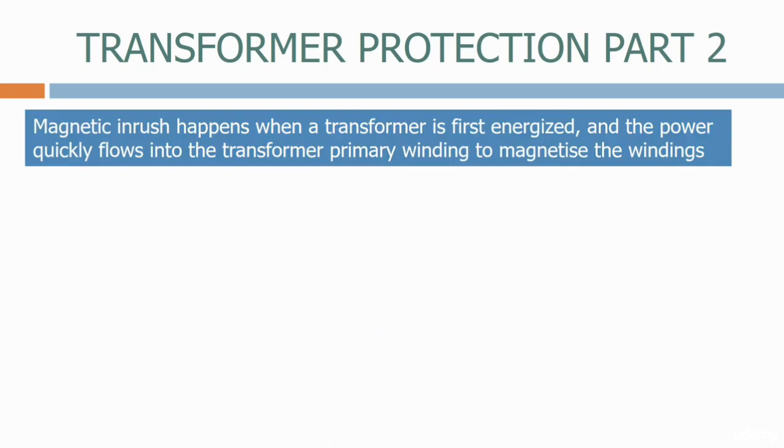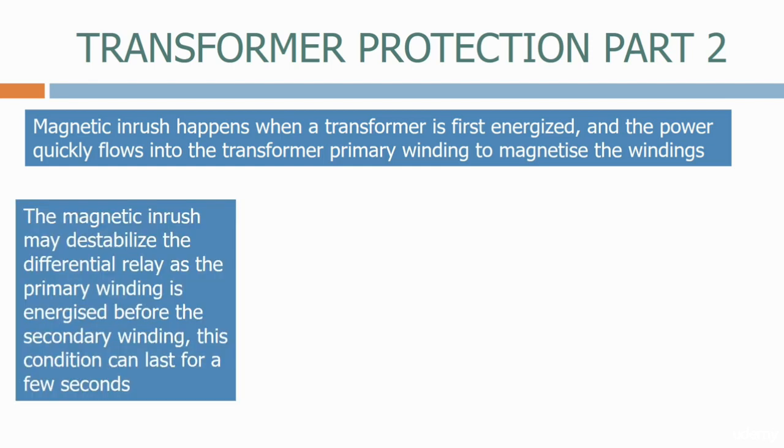Magnetic inrush happens when a transformer is first energized, and the power quickly flows into the transformer primary winding to magnetize the windings. The magnetic inrush may destabilize the differential relay, as the primary winding is energized before the secondary winding. This condition can last for a few seconds.